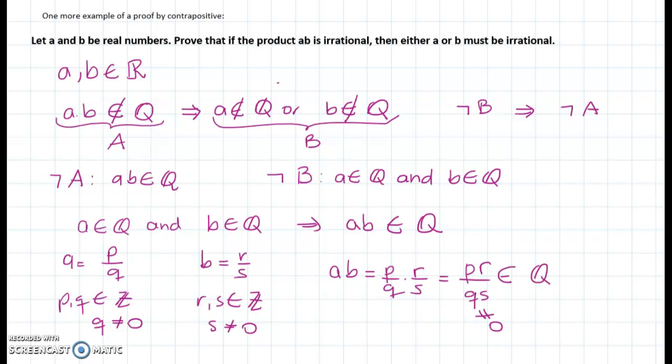So this was much easier than working directly with the statements A and B. But by proving that not B implies not A, since this is logically equivalent to A implies B, we prove the result we want.